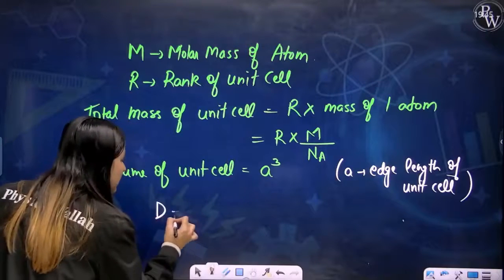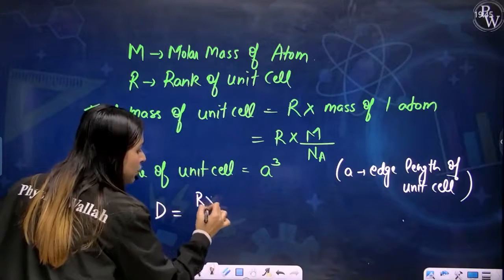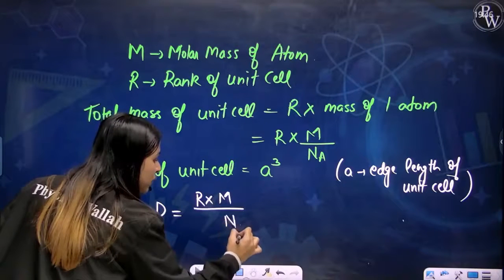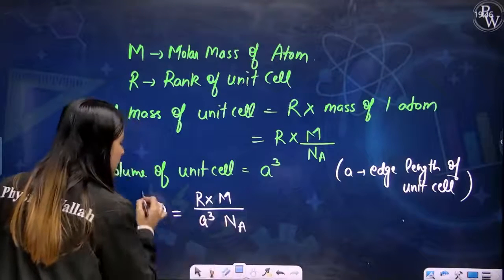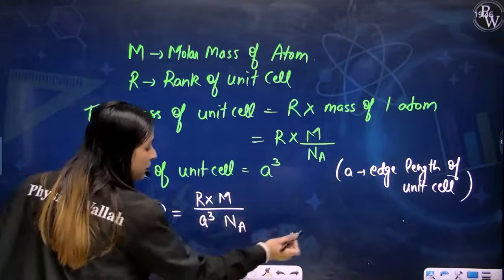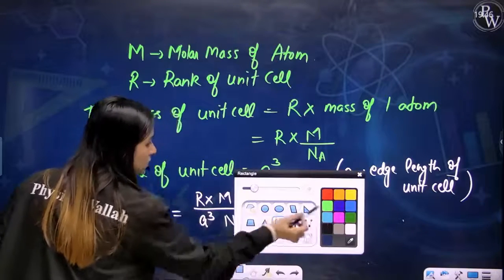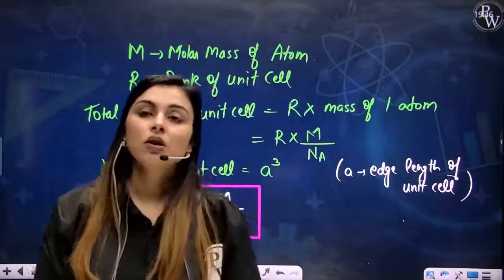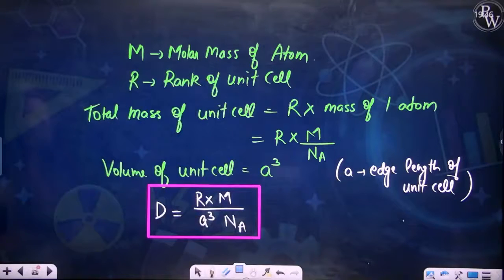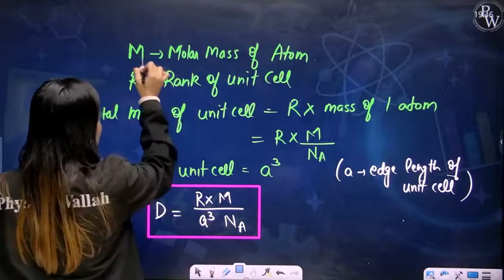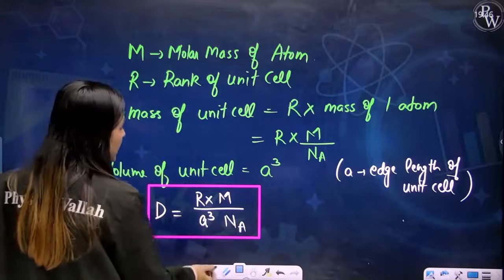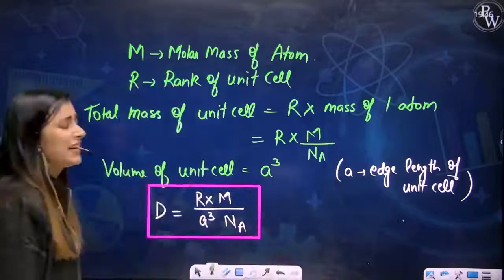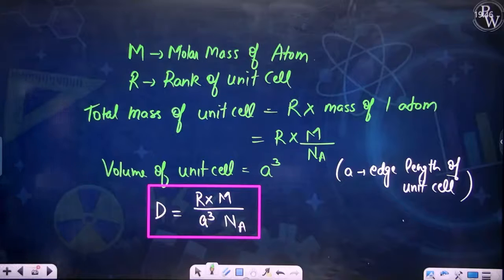Your density will be equal to rank into molar mass upon Avogadro number into volume, which is A cube. This is the required formula for calculating the density of a unit cell. This is how you calculate the density of a unit cell, where, my dear students, R is the rank of the unit cell, M is the molar mass, A cube is the edge length volume, and Na is the Avogadro number. I hope you are clear with this. How do we calculate the density of a unit cell?